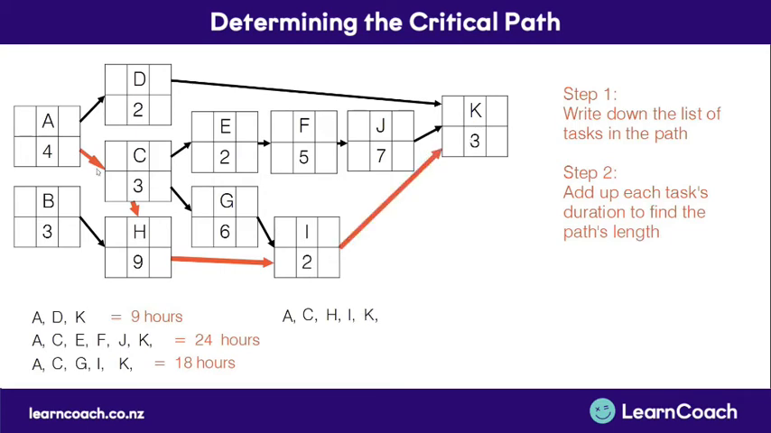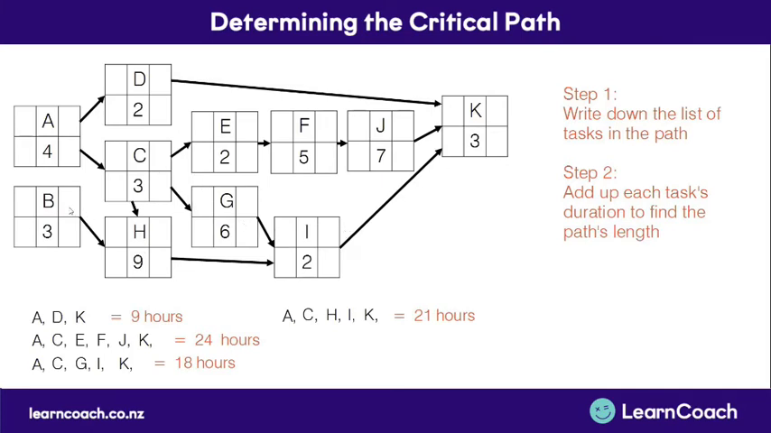Then we add up the durations of each task in the path. So it's 4 plus 3 plus 9 plus 2 plus 3, which equals 21 hours. Next, you'll notice that if you go along this arrow, there are no other possible paths you can take which haven't already been gone along before.